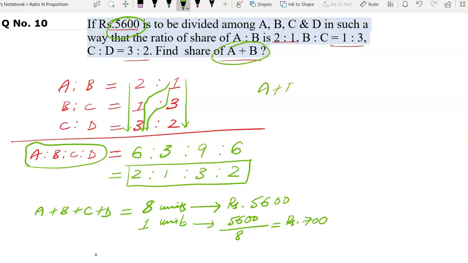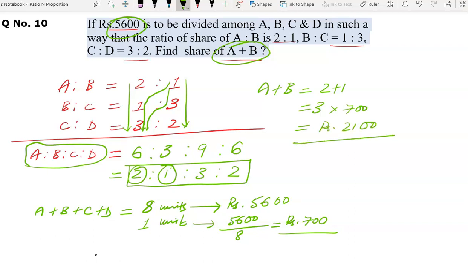So A plus B is how much? A is 2 and B is 1. So A plus B is 2 plus 1, which is 3 units. So 1 unit represents 700. So 3 units will represent 3 into 700, which is rupees 2100. And this is our answer.